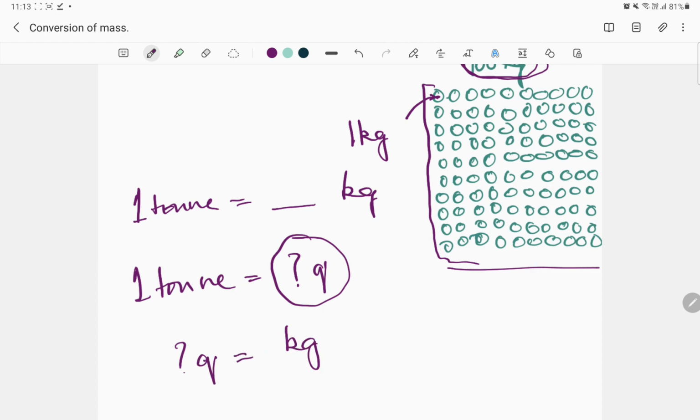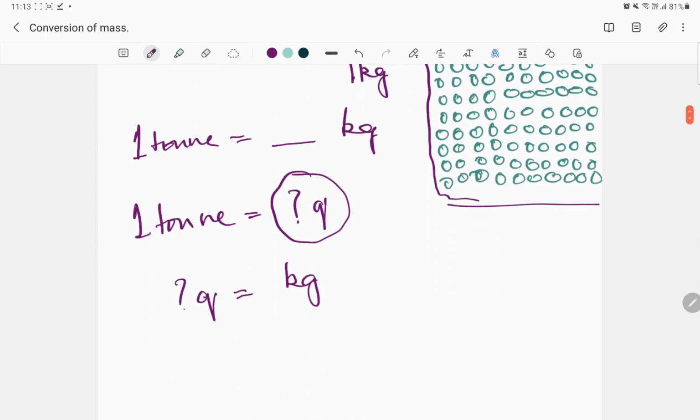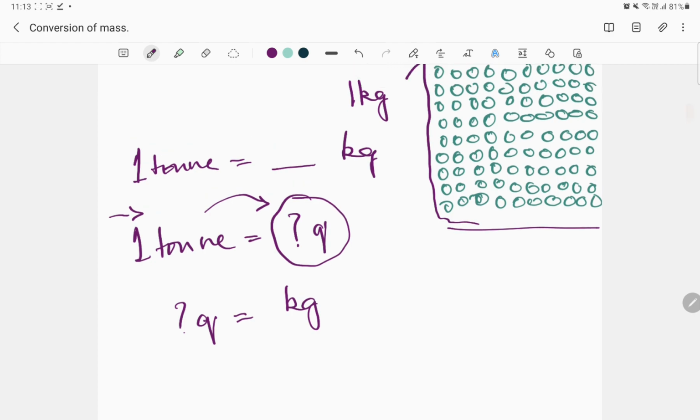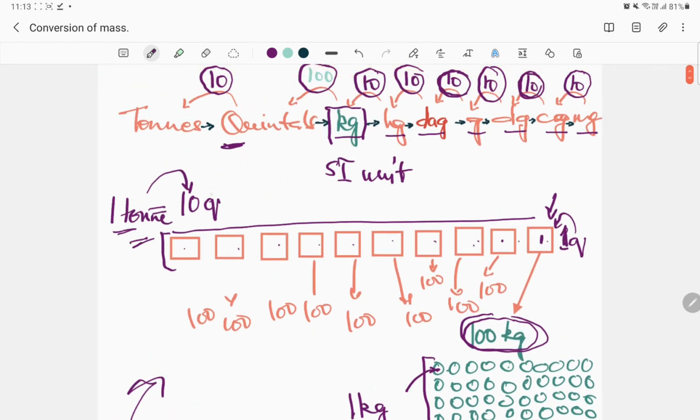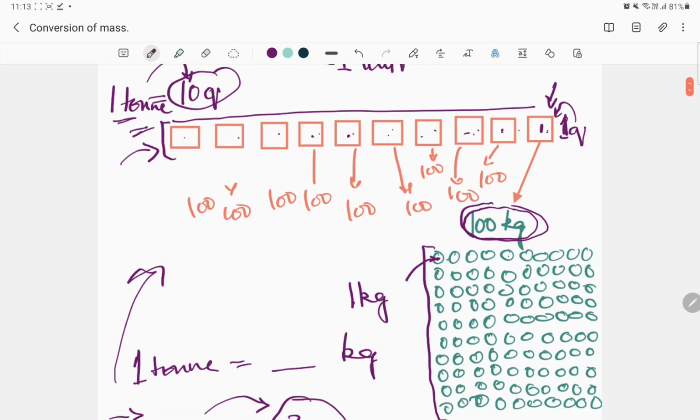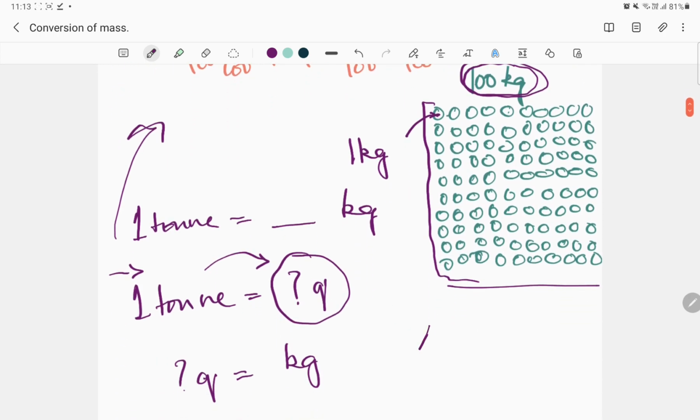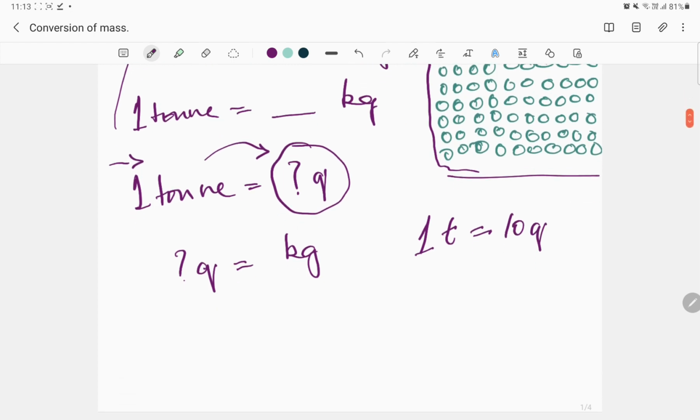So let us just proceed in that particular way. 1 ton is how many quintals? Let's go back to the image. 1 ton is 10 quintals, because you can actually see them here. 1, 2, 3, 4, 5, 6, 7, 8, 9, and 10 blocks. So 1 ton, let's write small t for ton, equals 10 small q for quintals. Now you've got the first step done. Now let's proceed to the second step.